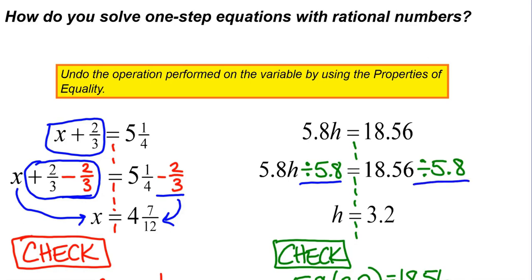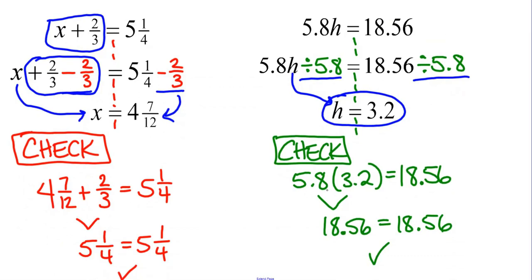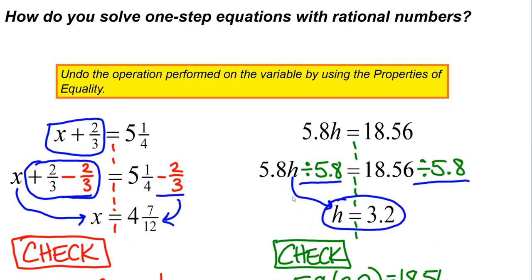And what I do to one side, I have to do to the other. So 18.56 divided by 5.8 gives me 3.2. And then these two operations will undo each other, and all I'm left with is h on the left-hand side. So h is equal to 3.2, and then as always I check that, and 5.8 times 3.2 is 18.56, so that is my solution. So you can see it's very similar to what we've done before, just now we're dealing with some more complex numbers, and we have to have a strategy for solving them other than mental math.